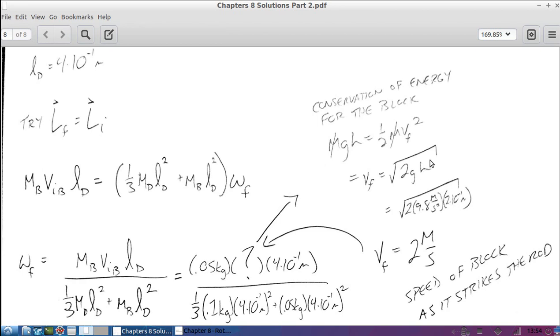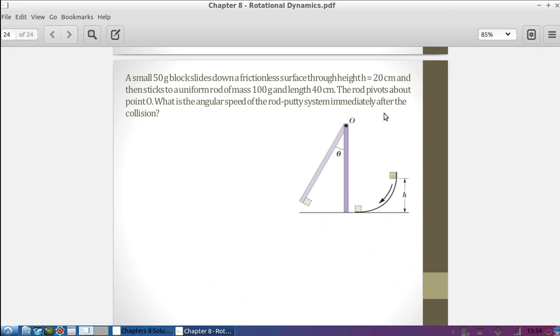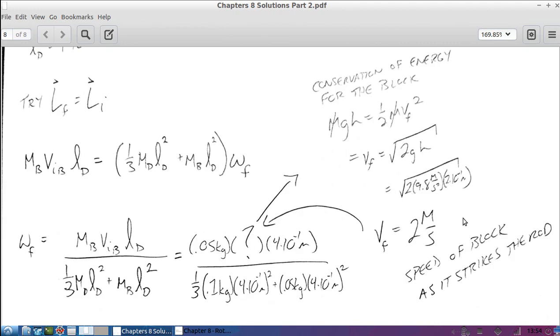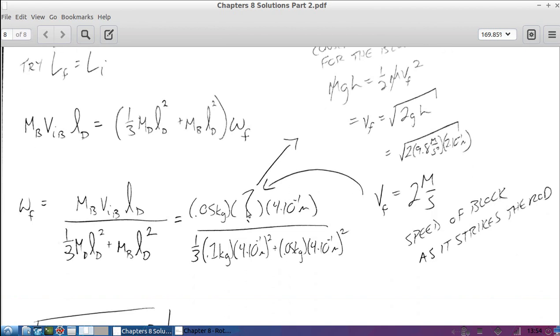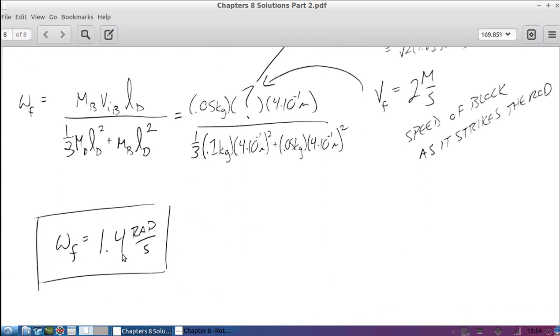Remember, this height is not the length of the rod. It's the height from which the block was dropped, which is 20 centimeters. So we plug 20 centimeters in, plug in g, calculate it, and we get something like 1.9, close to 2. So we get the speed of the block as it strikes the rod. Now I can plug that in here. I've got my lengths, my masses, all that stuff. I can plug this in and calculate it, and I get a final angular velocity of 1.4 radians per second squared.